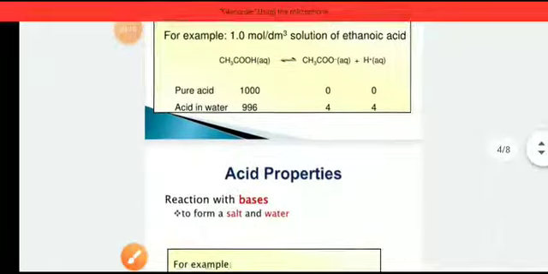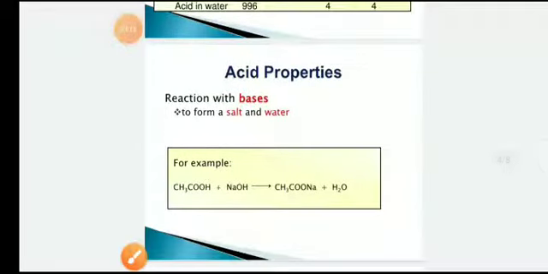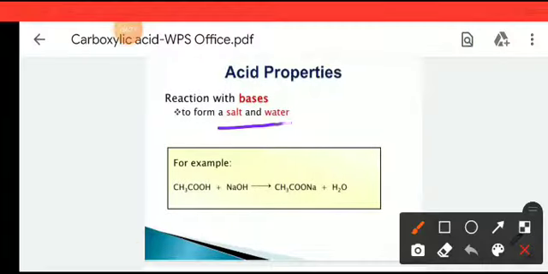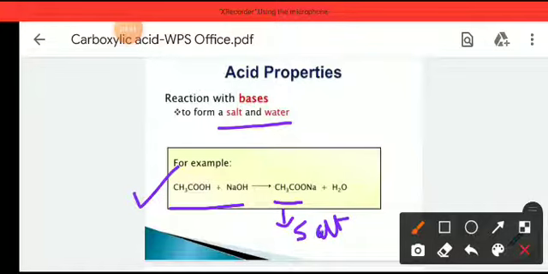Okay, so let's move to the next point, that is when it is reacted with bases. We know that whatever the acid is, either weak or strong, when it is reacted with a base, it will give salt and water. Similar is the case of carboxylic acid. Here the example is acetic acid. When acetic acid is reacted with NaOH, it gives a salt, that is sodium acetate, and water.